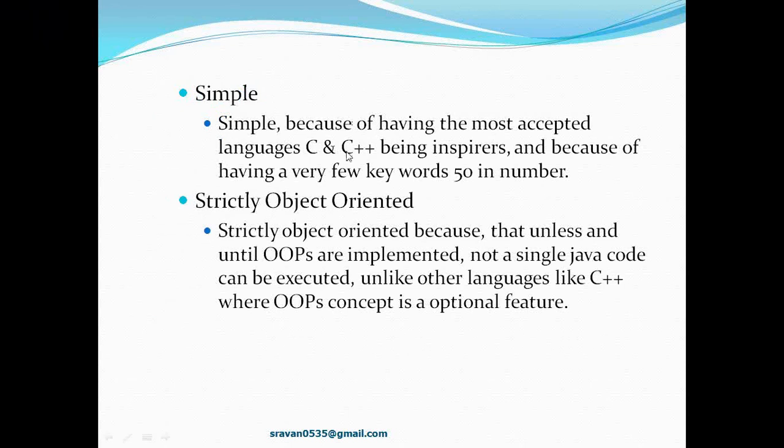Compared with C languages, generally programming starts from C language. Java is simple because it is inspired by the most accepted languages like C and C++, and because it has very few keywords. So in Java, how many keywords do we have? 50 keywords only. In Java we have only 50 keywords.